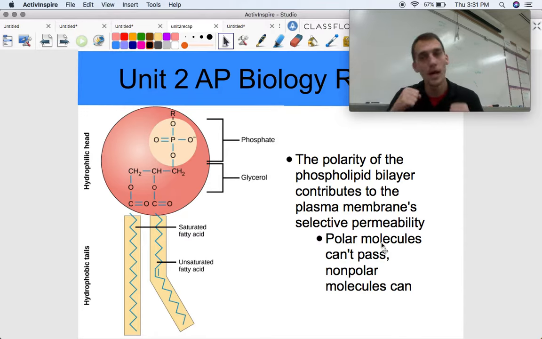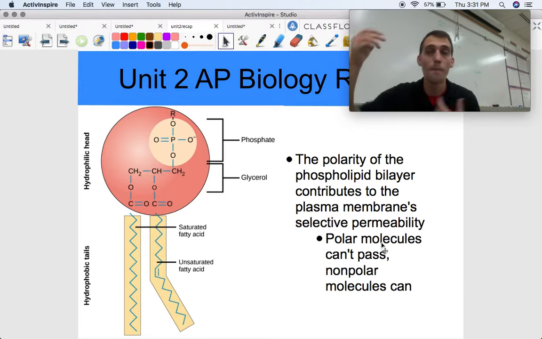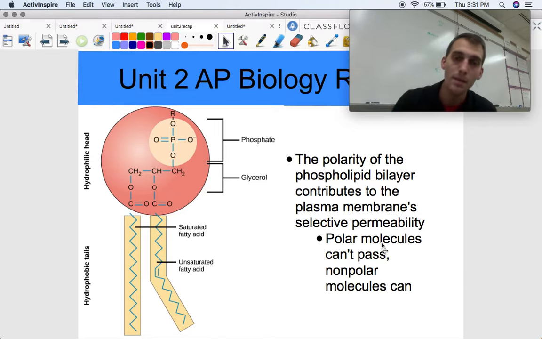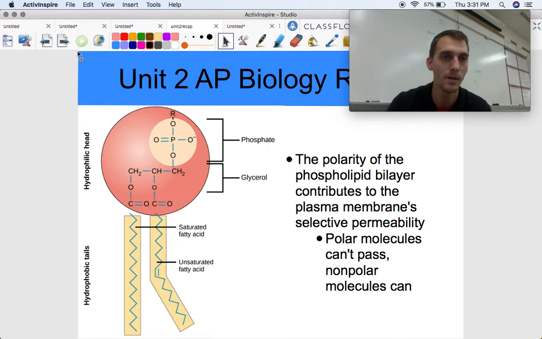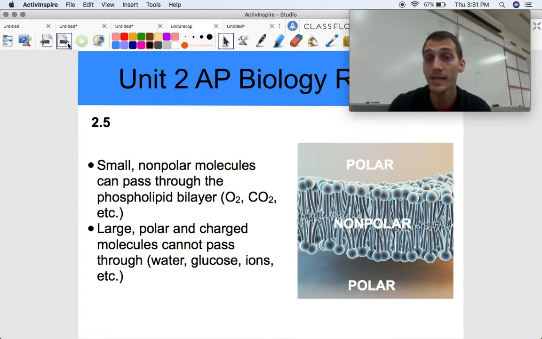Remember, polar and nonpolar, they don't mix. You put water and oil in a glass together, and they're going to separate out because they don't mix together. The oil is nonpolar and the water is polar, right? So polar molecules are not going to be able to get through that bilayer very easily. As I said, the polarity of the phospholipid bilayer contributes to the plasma membrane's selective permeability. We're going to talk about what can and can't go through in 2.5. Small, non-polar molecules can pass through the bilayer, like oxygen and carbon dioxide. Those are non-polar molecules, and they're also very, very small.